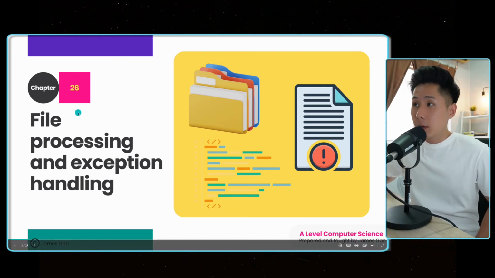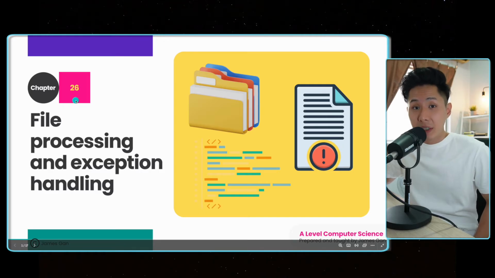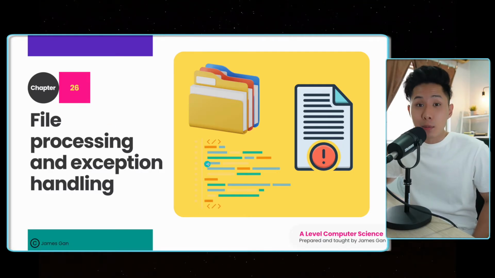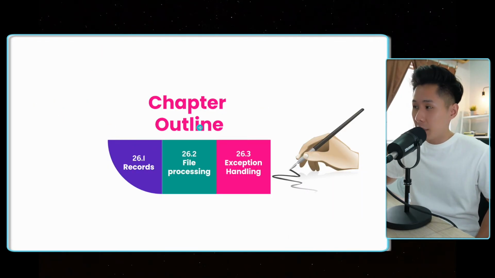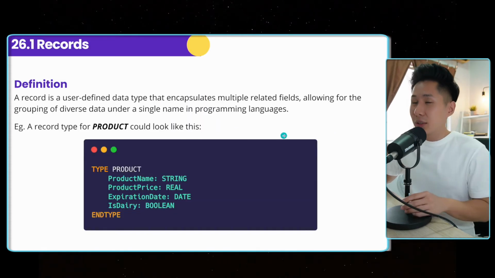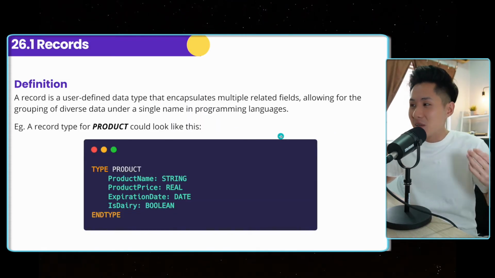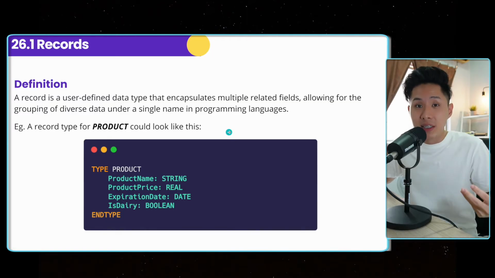In this video, we're going to look into A-Level Computer Science Chapter 26, File Processing and Exception Handling. And this is the chapter outline. Let's revise what a record is.